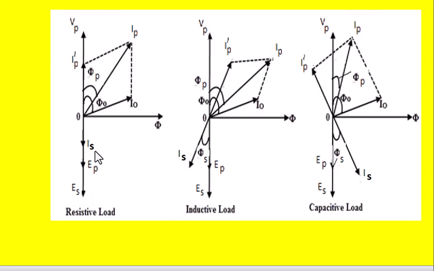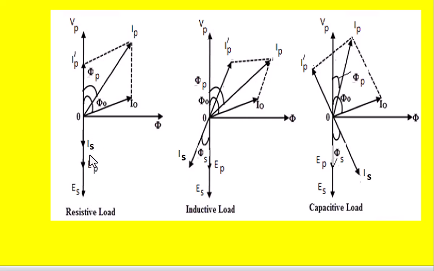And since the load connected is resistive load and the circuit secondary is closed, secondary current will flow through the load. So that current is called IS, and that current will be in phase with the secondary induced voltage like this, because there is no voltage drop in the winding, as we assumed the leakage impedance of the transformer is 0. So IS is in phase with ES.